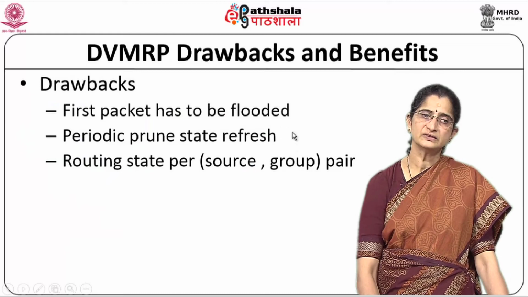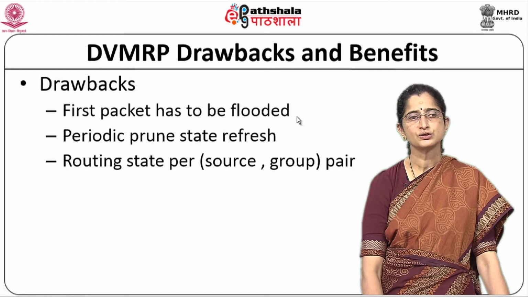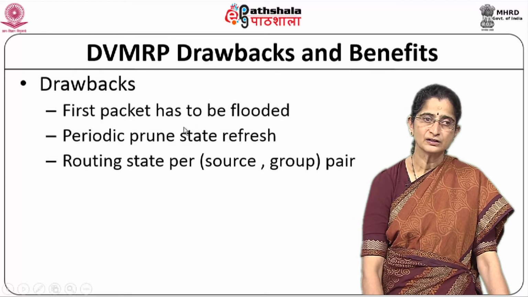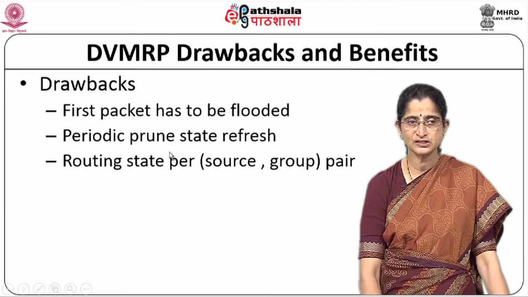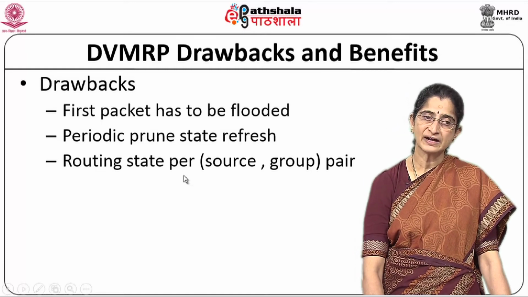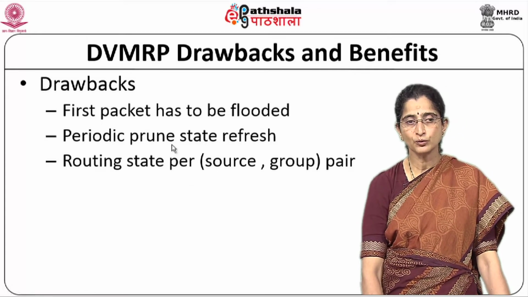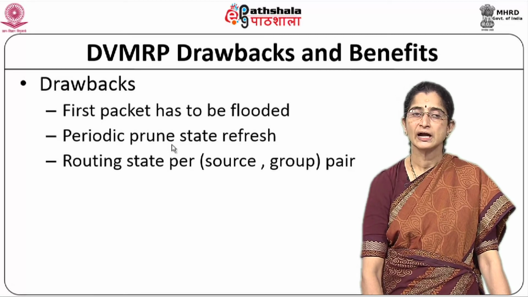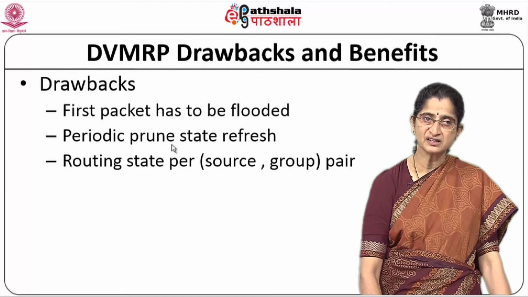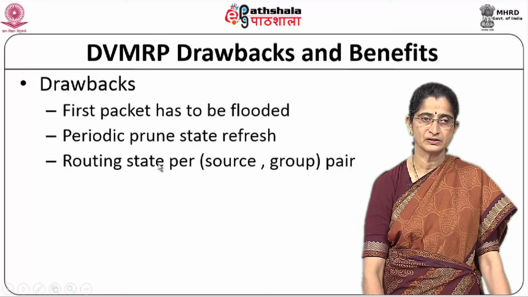This mechanism of DVMRP has certain drawbacks, and it also has certain benefits. One of the drawbacks is that the first packet has to be flooded, and you also need periodic prune messages or state refreshes to be sent. That is important. And not only do we prune, we also need something called a join, because if you have pruned a particular branch, and later a new host joins that router which is interested in this particular group, then you will also have to send out a join message. That also has to be looked at.